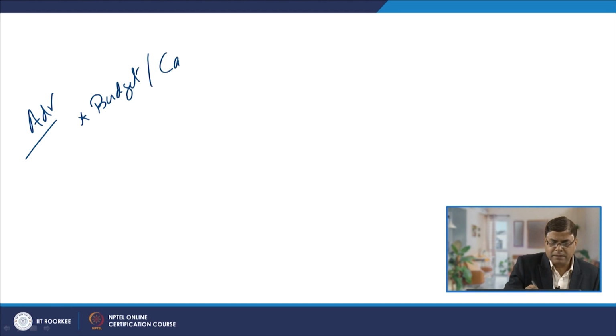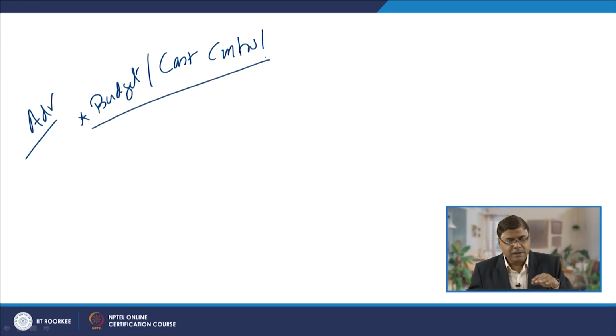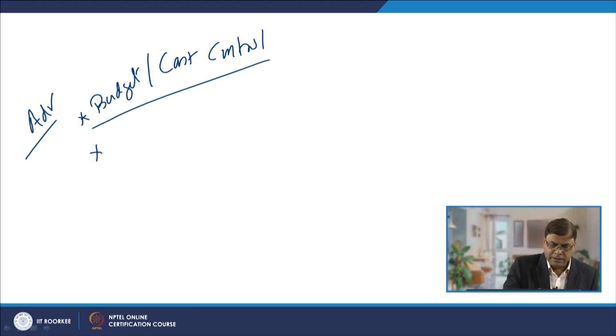As far as the traditional organizational structure is concerned, the advantage is that the budget and cost control is very good. Why? Because there is one top authority which decides how the different resources will be allocated, and it also has a very good technological control.